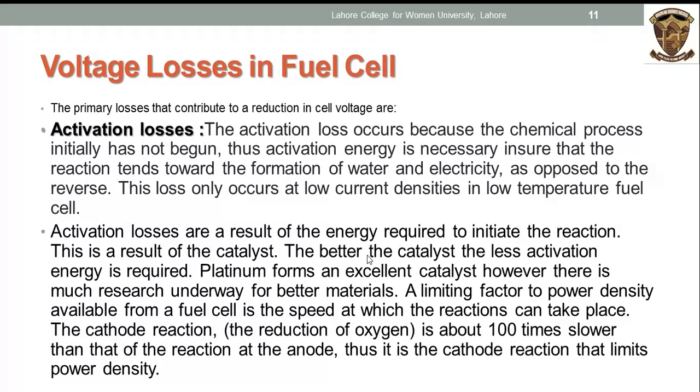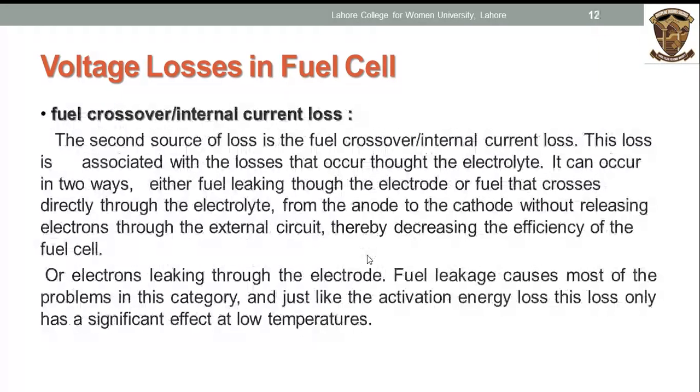A limiting factor to power density available from a fuel cell is the speed at which the reaction can take place. The cathode reaction, the reduction of oxygen, is about 100 times slower than that of the reaction at the anode. Thus, it is the cathode reaction that limits power density.